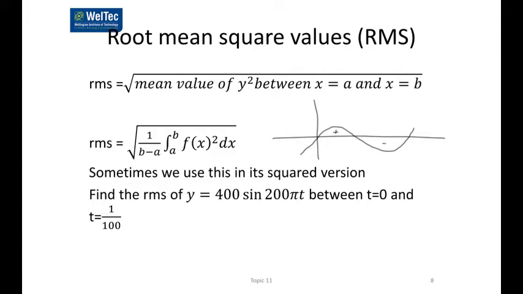So what we're doing is we're finding something that instead of being the mean, we call it the root mean square, and it's the square root of the mean value of y squared all the way between a and b. And to find the mean value of y squared, we use the integral. So this is how we get the formula here, that it's the square root of the mean value, but not the mean value of y, the mean value of y squared between a and b.